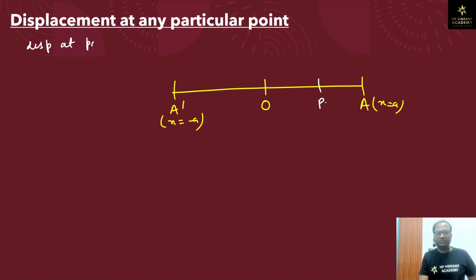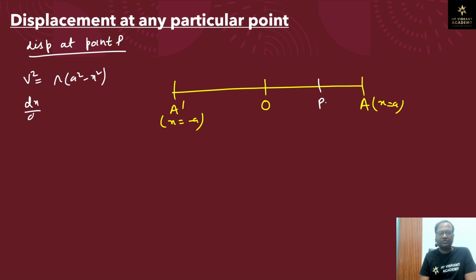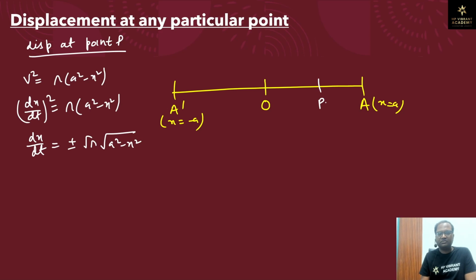Displacement at point P. How can we find the displacement at point P? We have the relation v square is equal to mu into a square minus x square. So we have (dx/dt) whole square is equal to mu (a square minus x square). So dx/dt is equal to plus or minus root mu times root under a square minus x square.